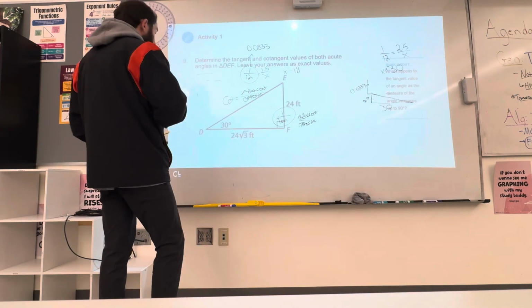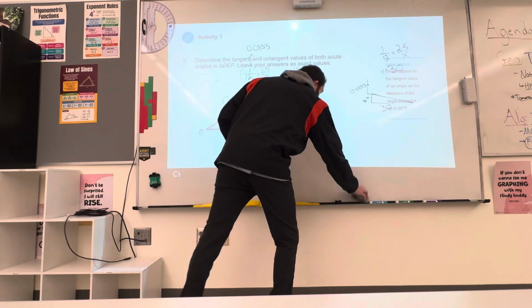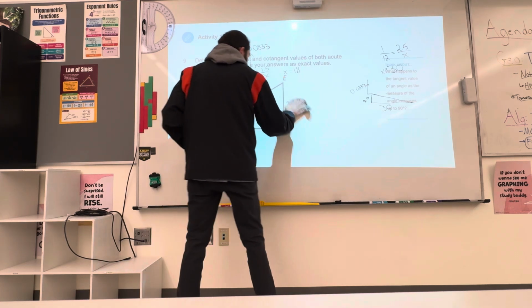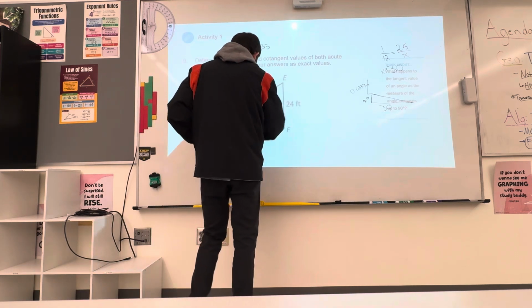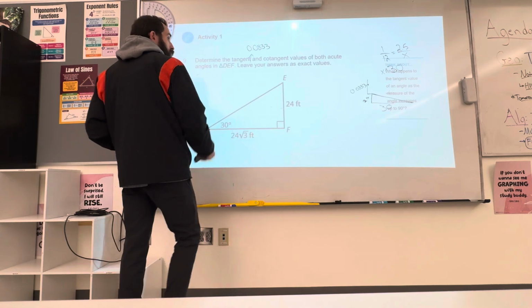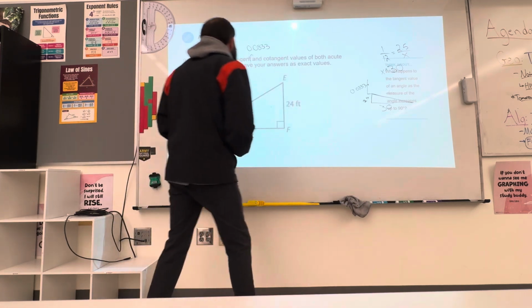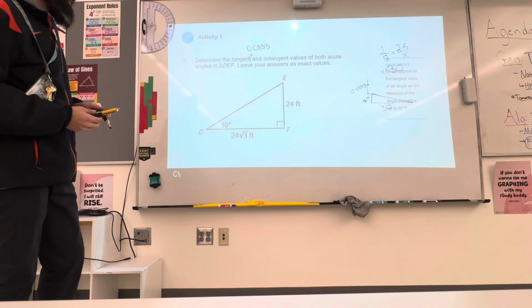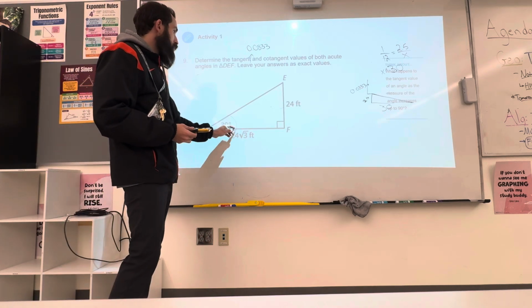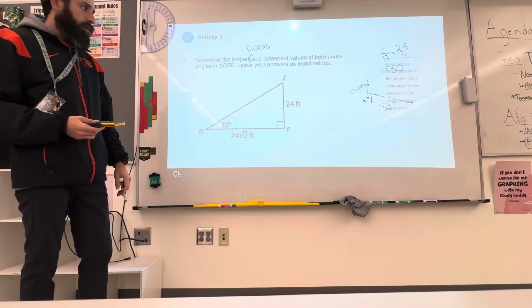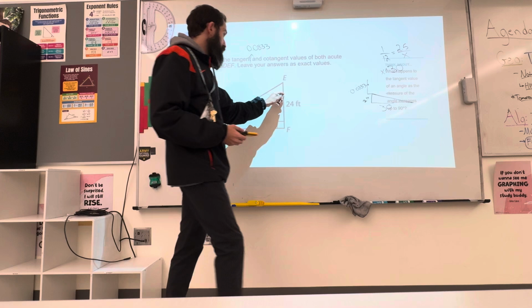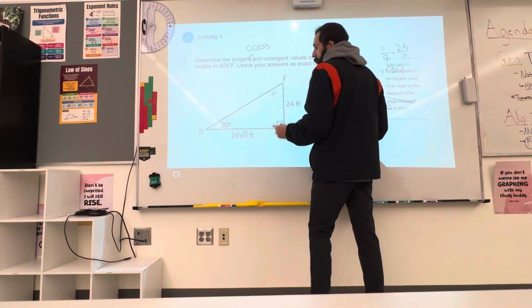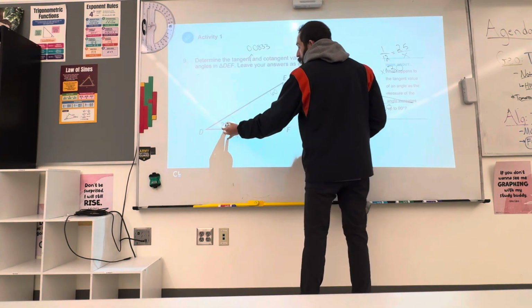All right, let's do one more little one right here. This is the last thing I'm gonna do today. So in this triangle, if we want to know the tangent and cotangent values of the 30-degree angle, we could also do this 60-degree angle, absolutely. Let's start with the tangent value of 30.